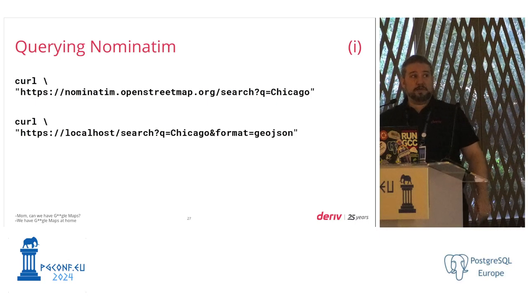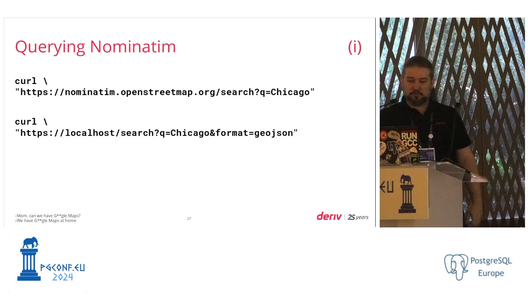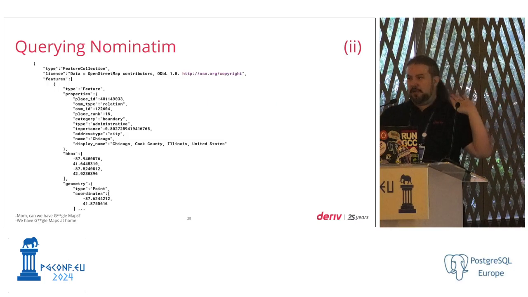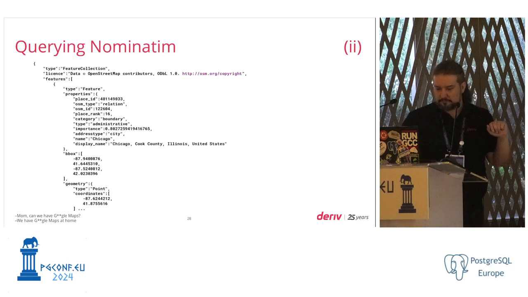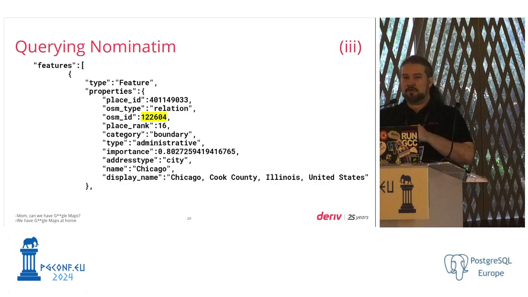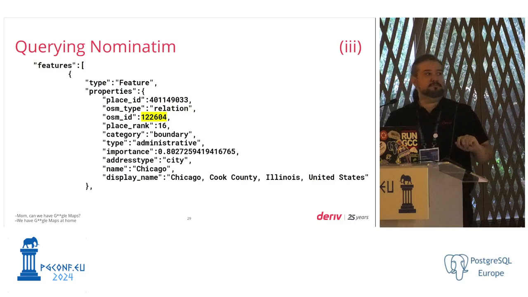And you can also specify parameters such as format. I want the answer to this query to be provided to me in GeoJSON format. And we'll see that this looks like this. I'll zoom in. So when we get the data for Chicago back, we see that we get a list of features in the response that is provided in GeoJSON format.